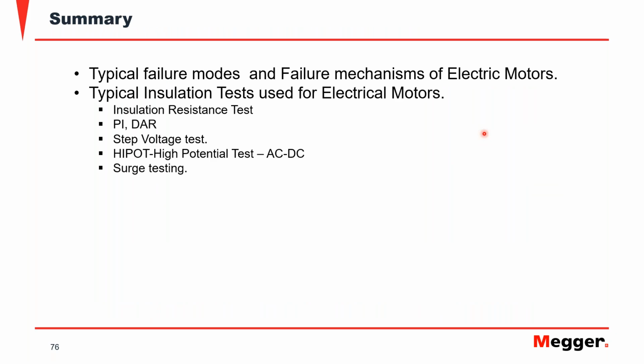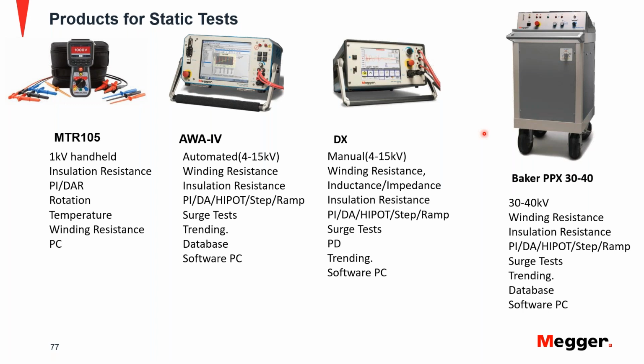Now, summary, what we have touched in the presentation are the typical failure modes and the failure mechanisms of electric motors. Then we talked about the insulation resistance test, polarization index, and the electric absorption ratio, step voltage, high pot, and surge. And then we have several products here that I wanted to share with you that are used to test electrical motors. These are testers or products that are designed specifically to test motors.